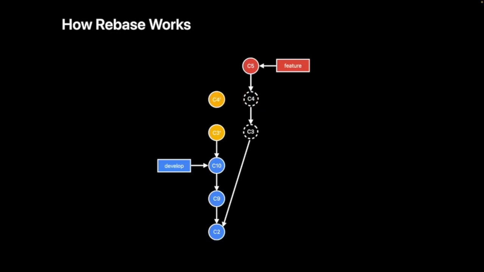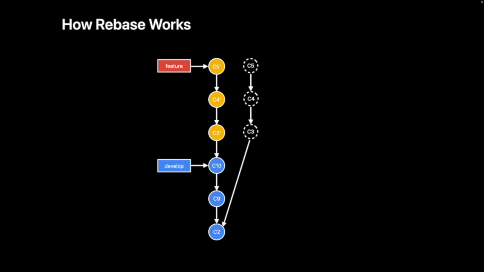Then it does the same for the C4 commit, creating a new commit and appending it, and finally applies the C5 commit in a similar manner. After the rebase, the feature branch will point to the new commits that were created during this process. By doing this, you effectively integrate the changes from the feature branch into the develop branch, maintaining a cleaner project history.